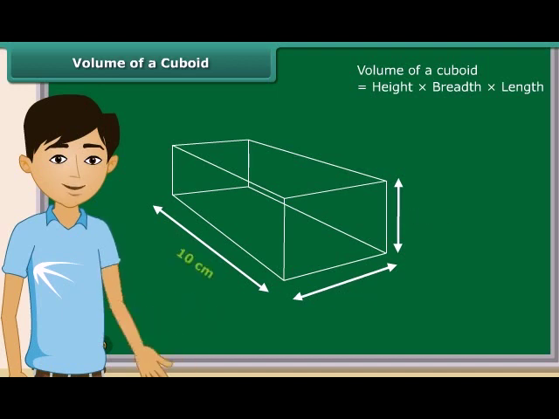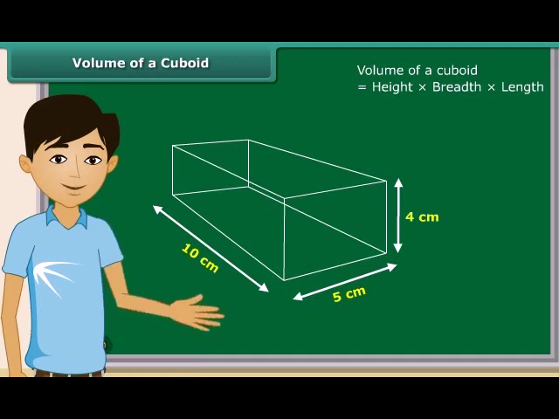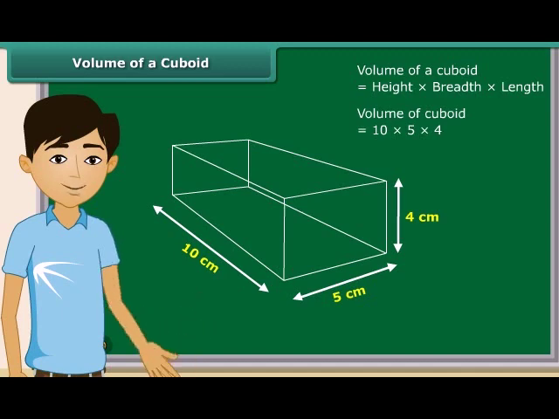Let us work out the volume of this cuboid. The three dimensions are given to us. Calculating volume of this cuboid is fairly easy. Just multiply all the three numbers. So the volume of this cuboid is 200 centimeter cube.